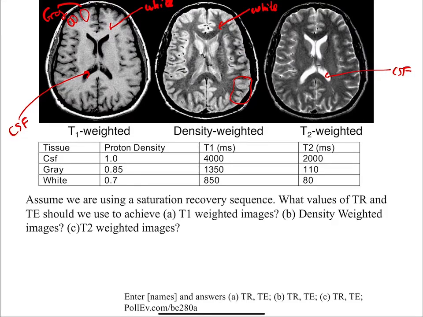So you're given parameters for each of those types of tissues, and then what we'll have you guys do at the beginning of class on Wednesday is enter in values for T1 weighted, density weighted, and T2 weighted images. What should the echo time TE and what should the repetition time TR be to get those images? All right, so we'll pick that up at the beginning of class on Wednesday.